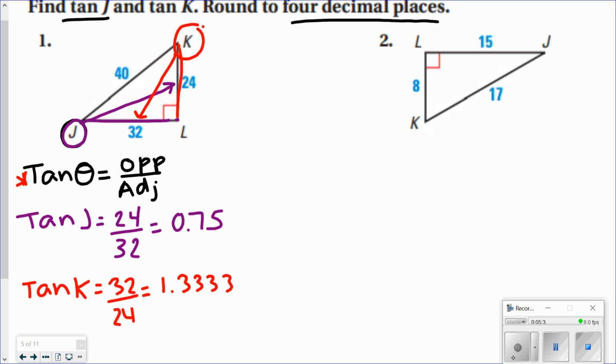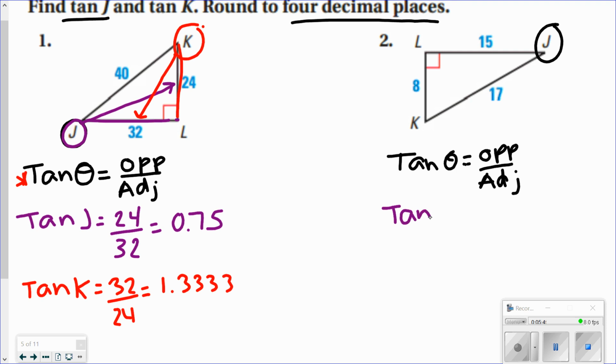Number 2 here, I want to do the same thing. So I'm starting with J. So tangent of theta is equal to opposite over adjacent. So if I'm looking at tangent J, what side is opposite of J? It would be 8. Which side is adjacent to J? In this case, it would be 15. So if I were to plug that in my calculator, the decimal would be 0.5333.